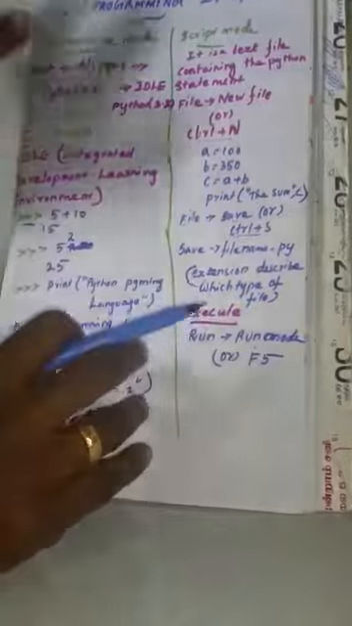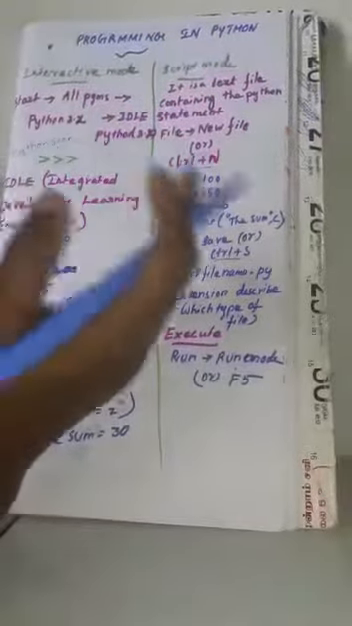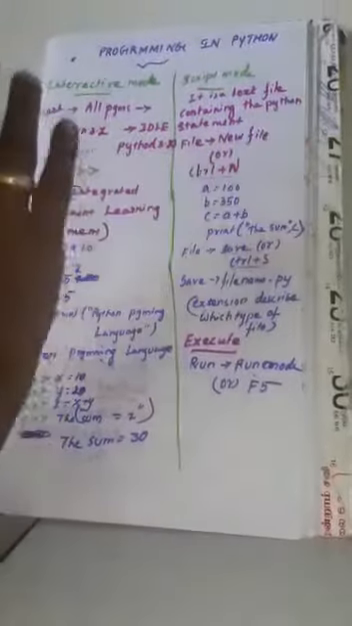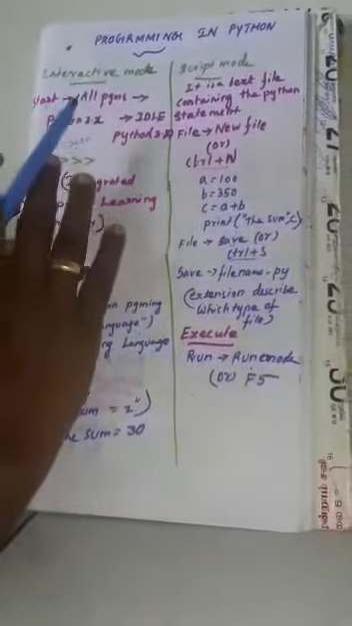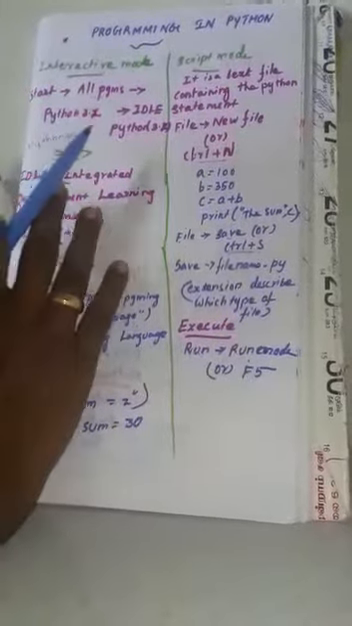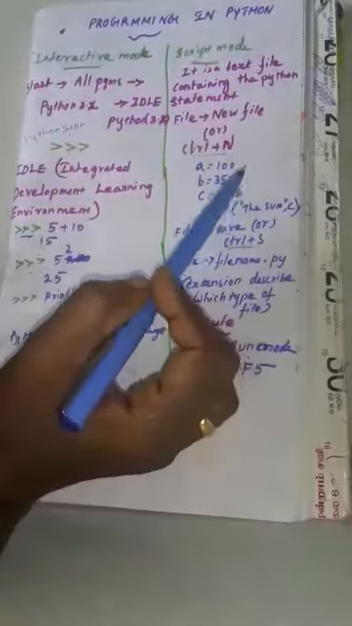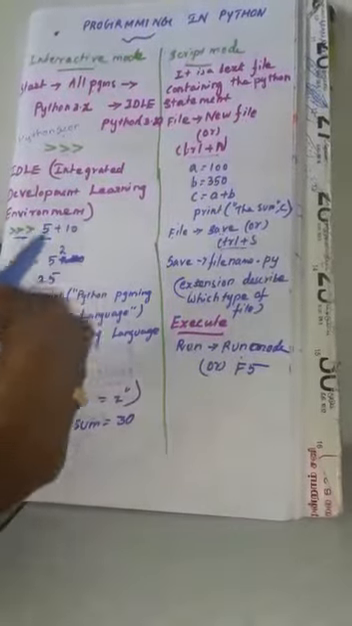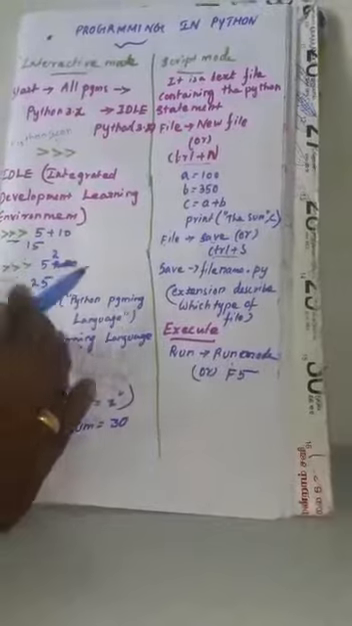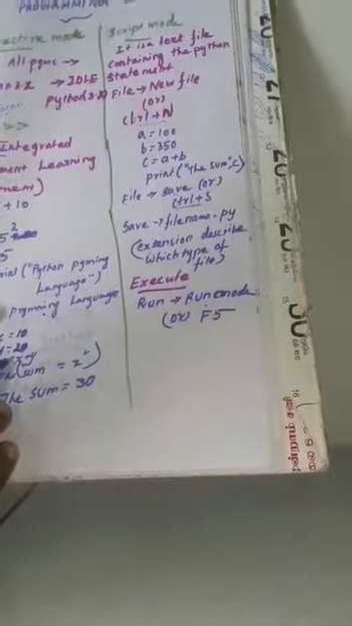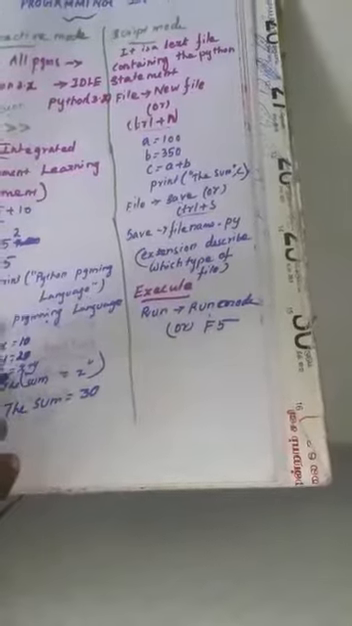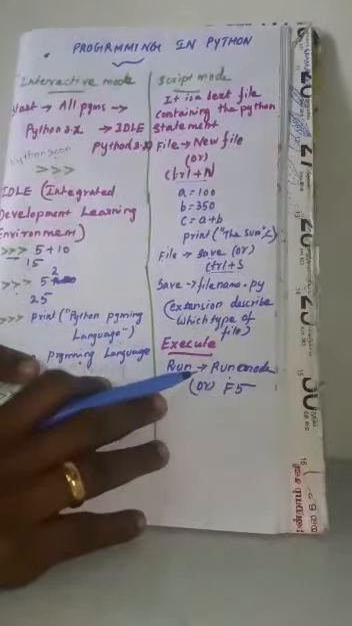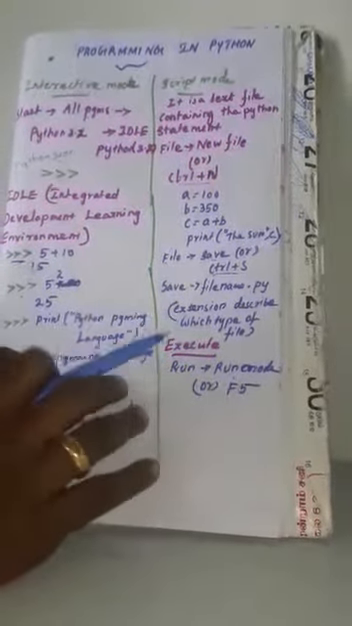So programming in Python has two ways: the first is interactive mode, and the other is script mode. Interactive mode displays the result at a time. But script mode displays the result at execution time. If you make an error in interactive mode, you correct it at a time. But in script mode, you correct the program at execution time. This is the difference between interactive mode and script mode.